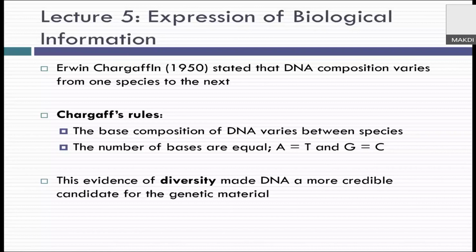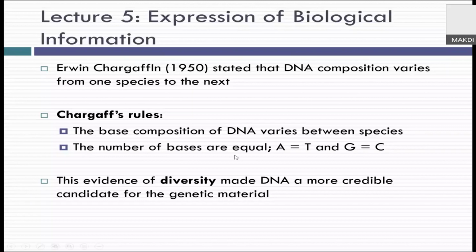So that is the evidence that DNA can be the candidate for genetic material. Because in order to be genetic material, the material needs to be diverse, different. The molecule is the same, but inside the molecule there is some diversity, which is the genes. Different people have different genes. That's why we have different skin color, different appearance, different characteristics, right? Because of the diversity of DNA.